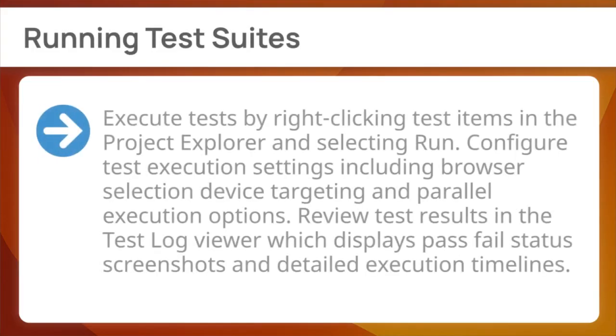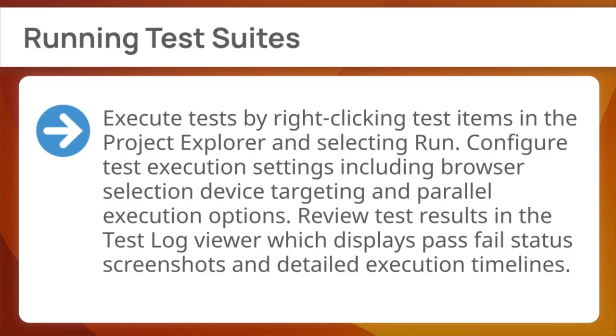Next, running test suites. Execute tests by right-clicking test items in the Project Explorer and selecting Run. Configure test execution settings including browser selection, device targeting, and parallel execution options. Review test results in the test log viewer, which displays pass-fail status, screenshots, and detailed execution timelines.